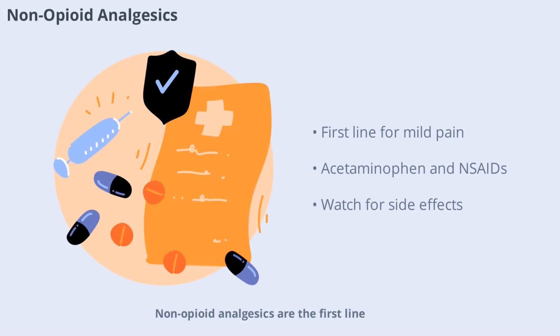Non-opioid analgesics are the first line of defense against mild to moderate pain. Acetaminophen is widely used for headaches and minor aches, while NSAIDs like ibuprofen and aspirin are effective for pain with inflammation, such as arthritis or muscle injuries. These medications are available over the counter and are generally safe when used as directed. However, overuse can lead to side effects like stomach irritation or liver damage, so it's important to follow dosing instructions carefully.